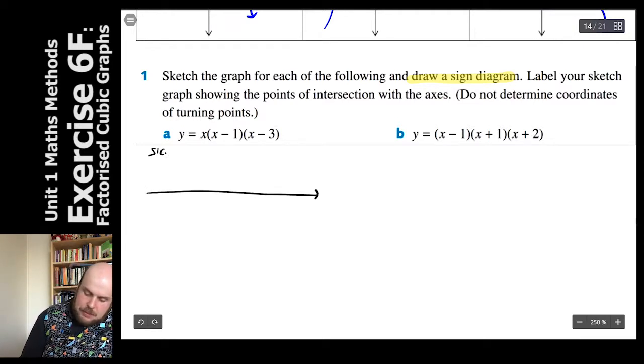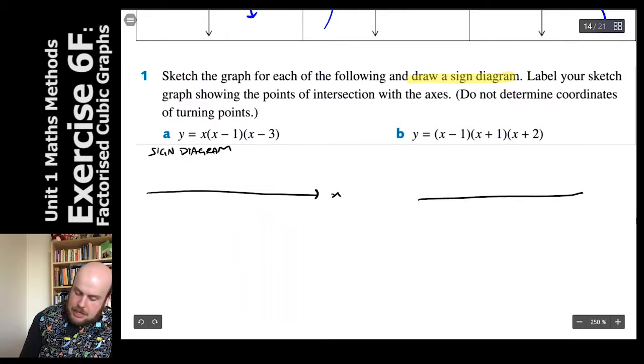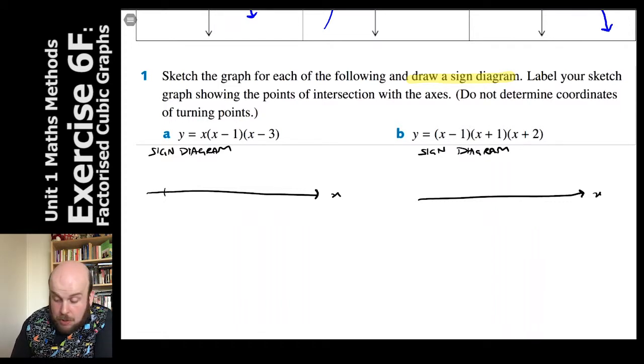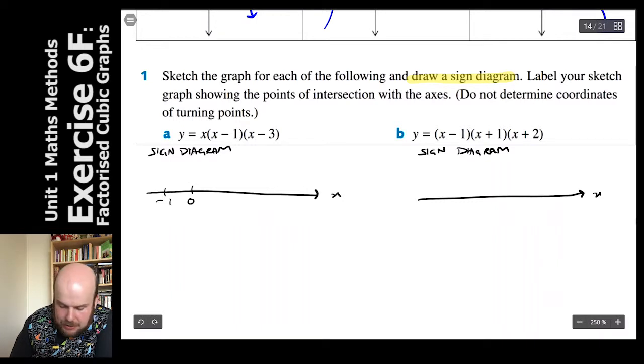So here's my sign diagram. It's actually a number line. And it just reminds you where the x-intercepts are going to be. So for this one on the left here, I've got y equals x brackets x minus 1, x minus 3. It means I'm going to have intercepts at 0, 1, and 3.